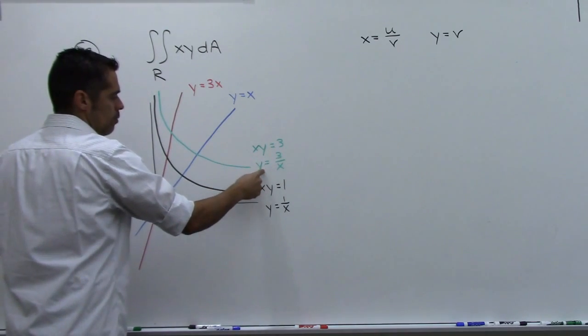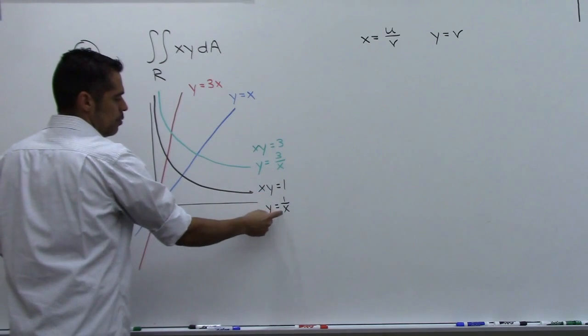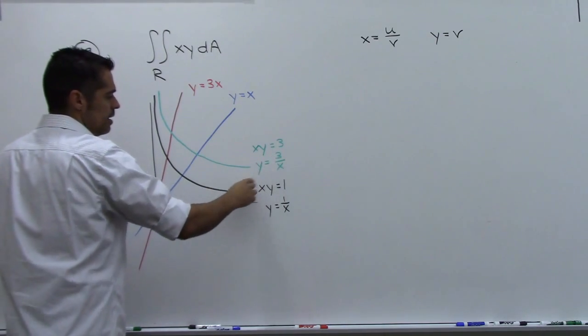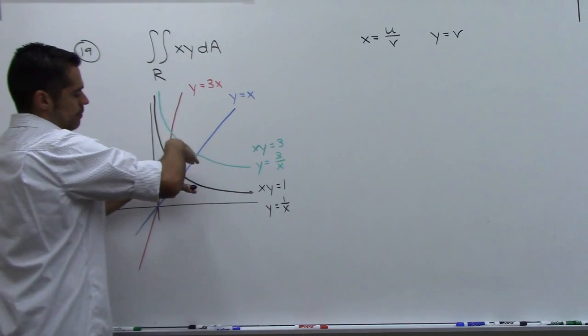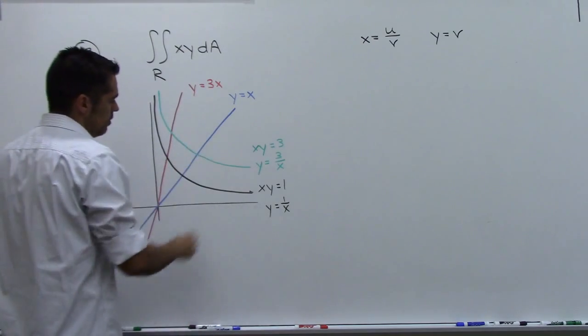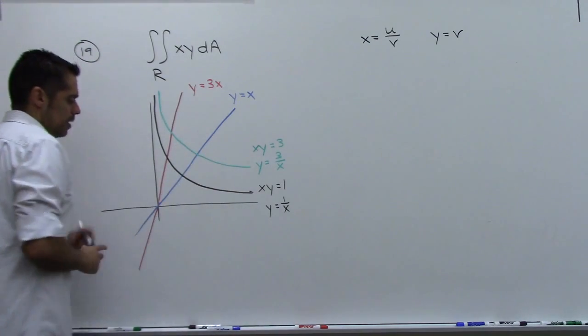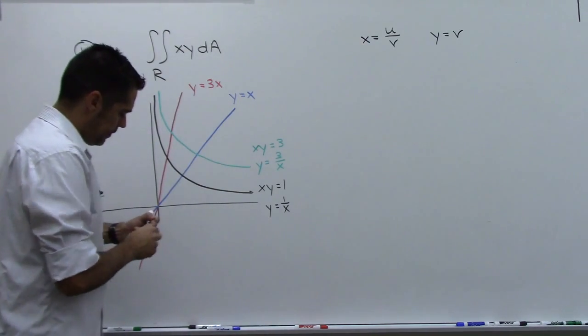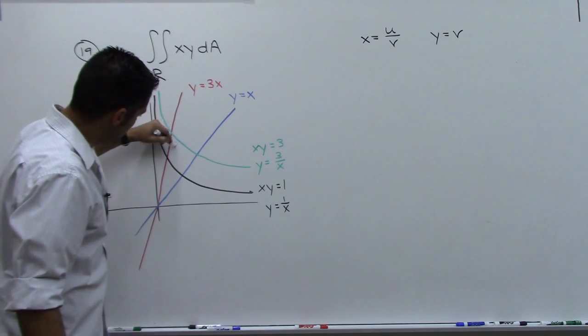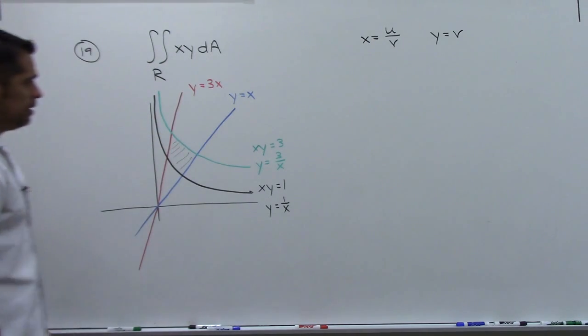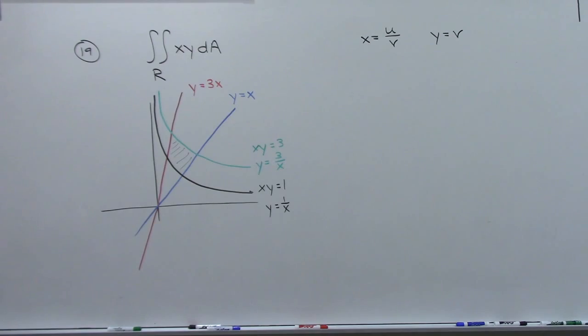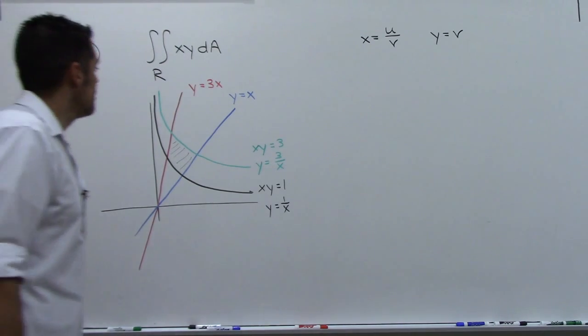If we divide by x, we get y equals 3 over x, which is basically 1 over x just multiplied by 3. So it just stretches it out vertically. So this one will be above this one. So the region you can see bounded by the 4 curves is here. And that's a rather complicated looking region. So let's see if we can convert it into something nicer.